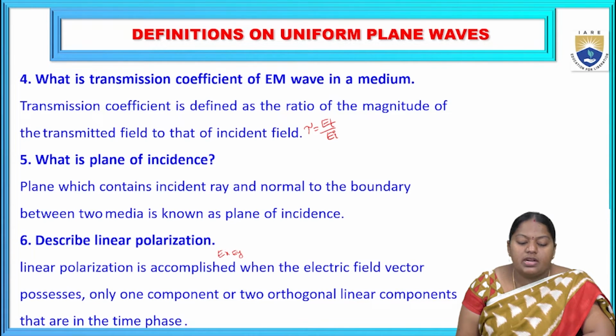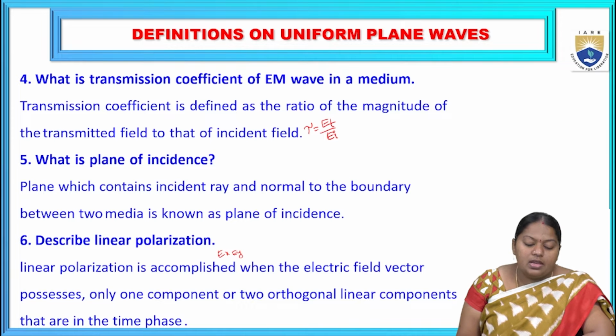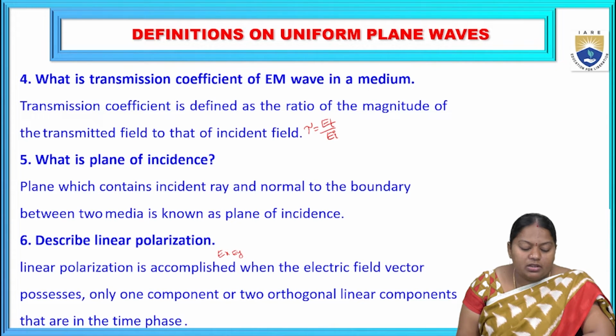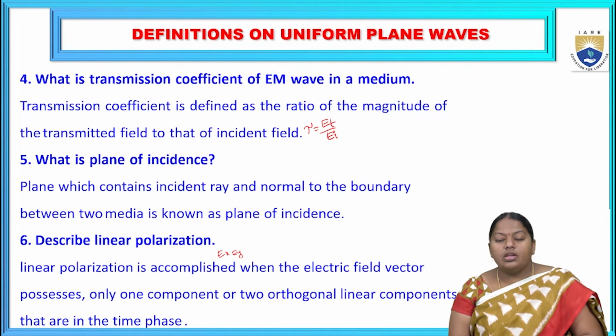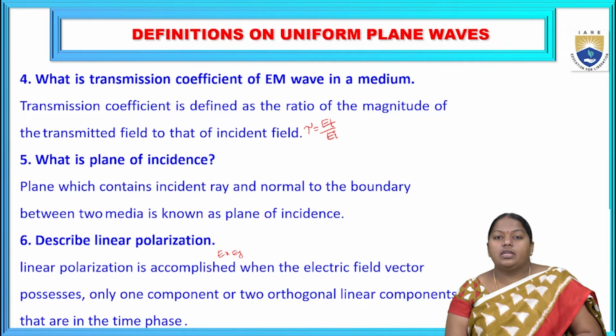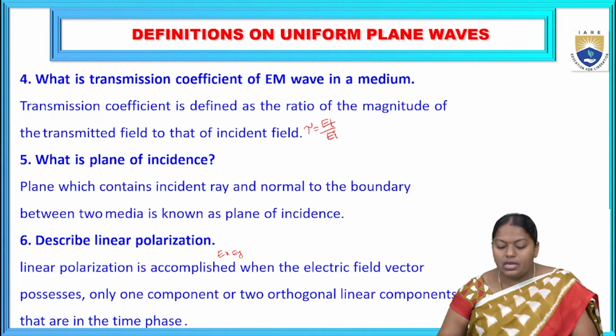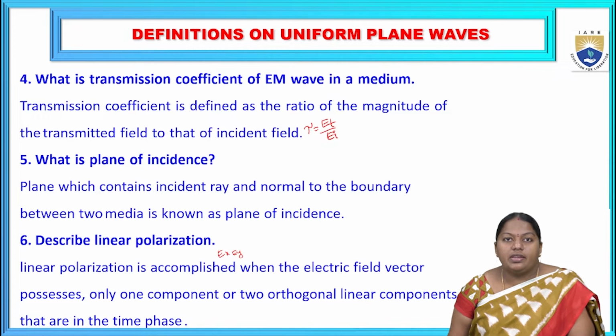Then the plane of incidence contains the incident wave and is normal to the boundary between the two media. Then coming to polarization, here we define linear polarization. Linear polarization is formed when the electric field vector possesses only one component, or two orthogonal linear components that are in phase. Orthogonal components means the angle between the two is exactly equal to 90 degrees.